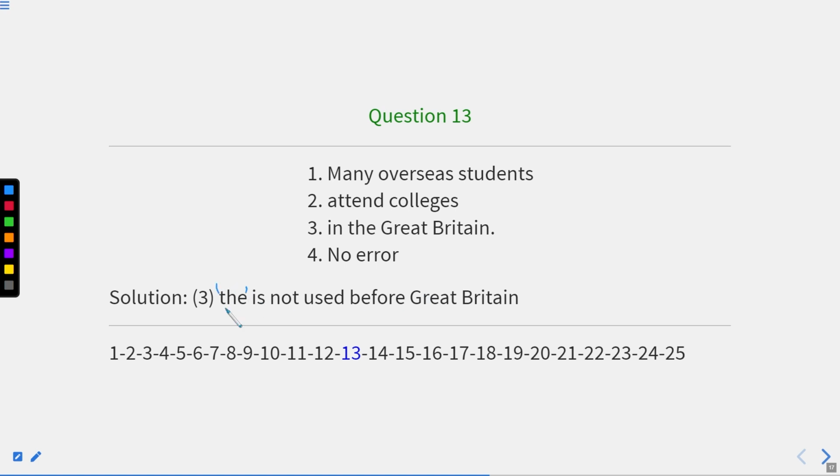Okay, so here we should remove the before the Great Britain. So this will be the correct answer. The correct sentence will be: many overseas students attend colleges in Great Britain. Okay, now let us move to the next question.